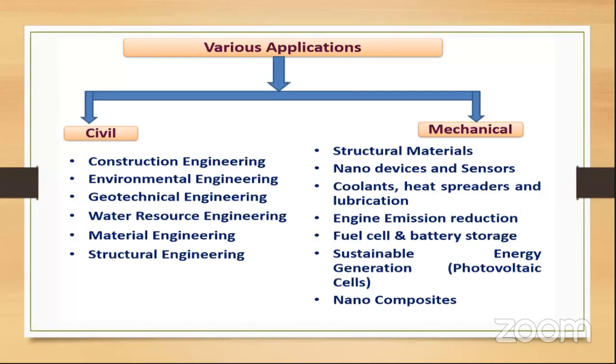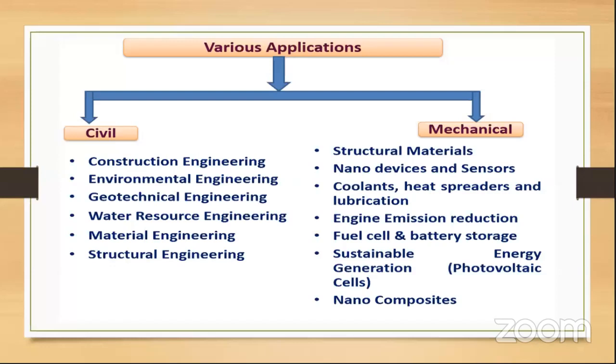Now let us see various applications of nanotechnology in civil engineering as well as mechanical engineering. In construction engineering, nowadays we are making bricks by using nanotechnology. We make bricks using normal cement materials, but the strength is different. We use gypsum nanoparticles for making bricks and concrete. The life of the building is also enhanced, with more strength for the building, and the strengthening of the building also increases. This is the application of nanotechnology in construction.